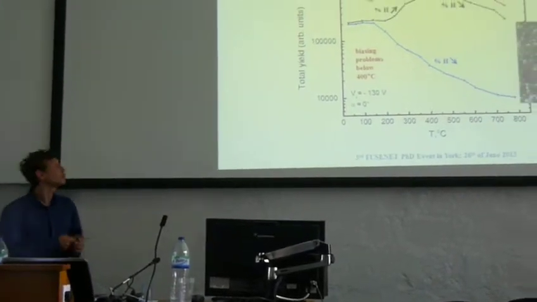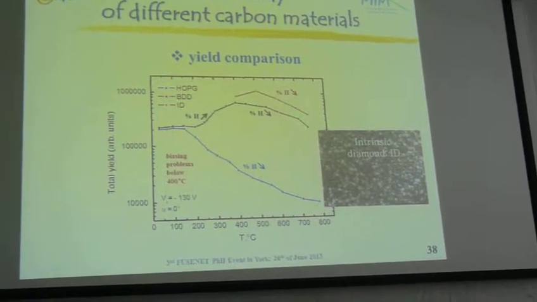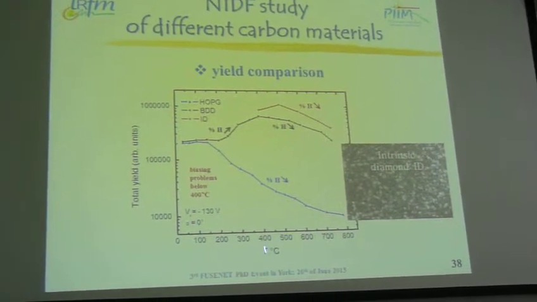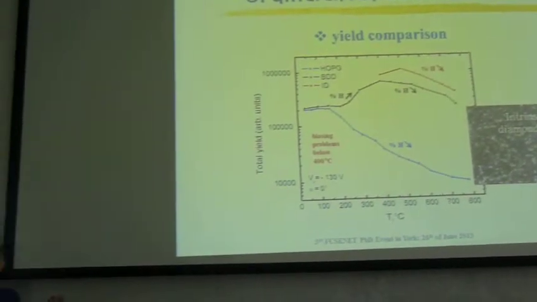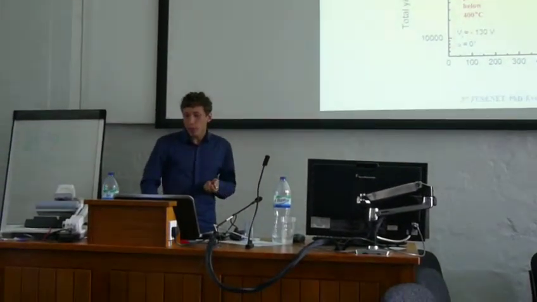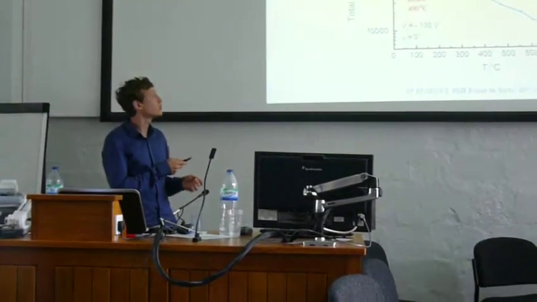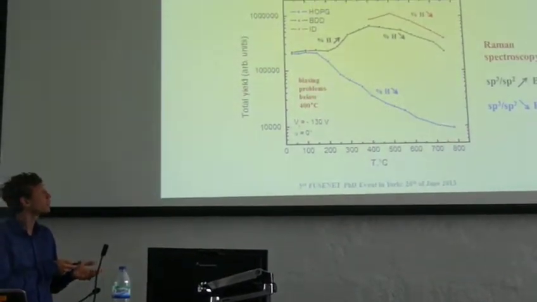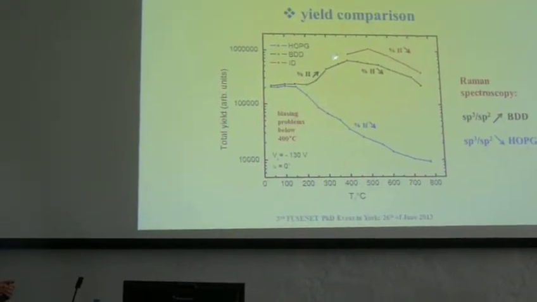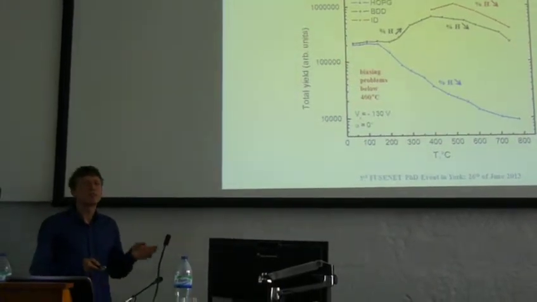Then we have also taken the intrinsic diamond, which is normally a non-conductive material, and we had some biasing problems before the high temperatures, and then we can surely see that the yield after 500 degrees C decreases, and so does the hydrogen surface coverage. So we try to understand why this happens. We have done some additional measurements with Raman spectroscopy, and we have looked at the ratio of sp3 over sp2 phases in this material. We have seen that for BDD, with temperature, it always increases, and with HOPG, it always decreases. Well, what are those magic letters, sp3, sp2?